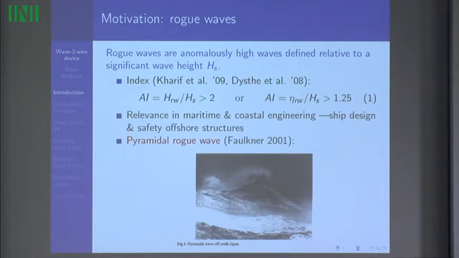There are some more profound definitions in these review articles, but that's roughly the definition. Then if it's bigger than 2, then I suppose it's because of non-linearity, and you have a rogue wave. It's relevant in maritime and coastal engineering. Usually people show ships which have been damaged, pieces taken off by these rogue waves, or even sunken ships, so I'm not doing that. Instead, I show you a pyramidal rogue wave.